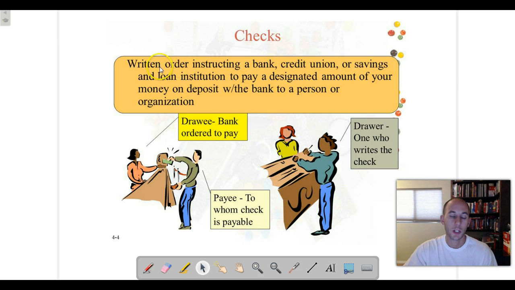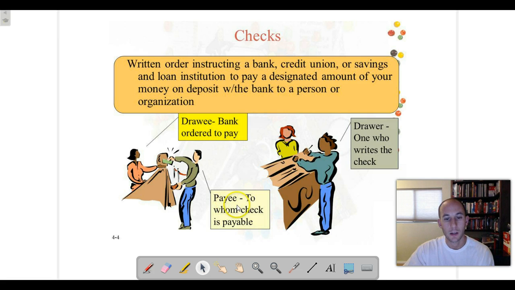So what is a check? Its formal definition is written here. It's a written order instructing a bank or some type of institution to pay whatever amount is designated to a person or organization. There are three key terms here that we need to understand. A drawee is the bank which is ordered to pay. It's written on the check, as you'll see coming up here.